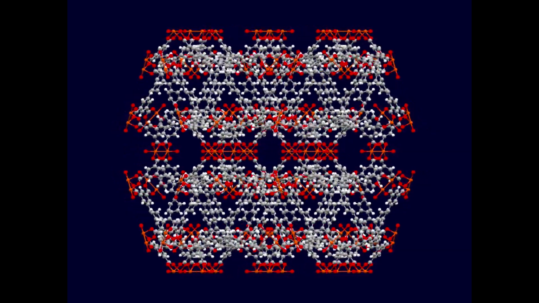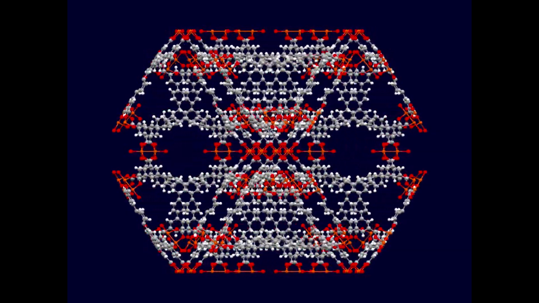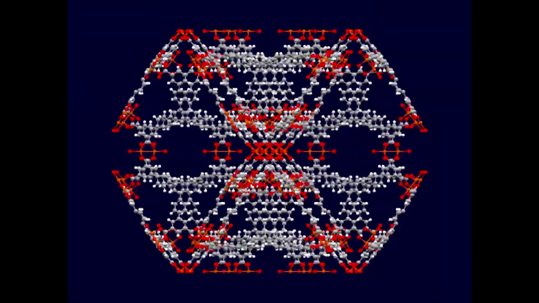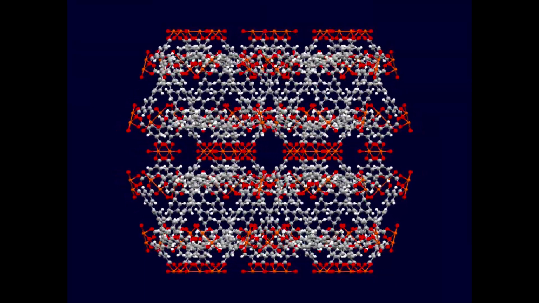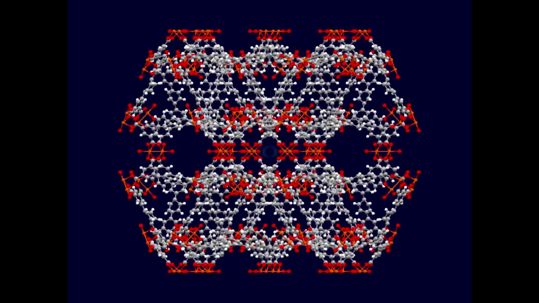Here we have NOTT-112. This adopts a more complex shape, but again try to spot the metal SBU and the much larger linker in this one. And try to look at the different sized pores in this particular structure.